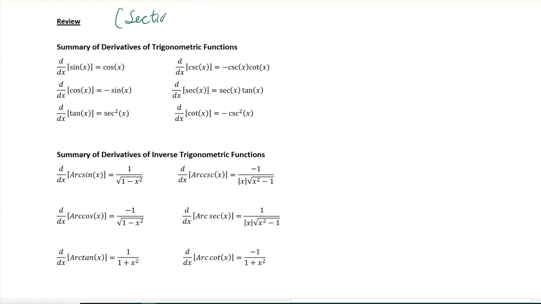So we discussed some formulas for the derivatives of trigonometric functions. So I have the summary of all the formulas here. Similarly, we also discussed the derivatives of inverse trigonometric functions. So we learned that the derivative of arc sine is given by this formula. If you want, you can also write this as sine inverse x. So whatever form you prefer, you can use that.